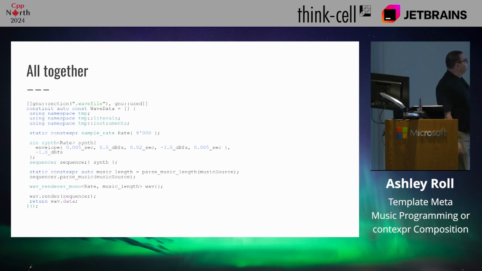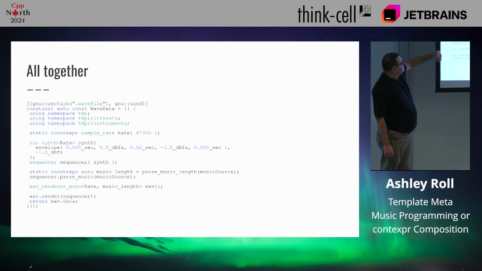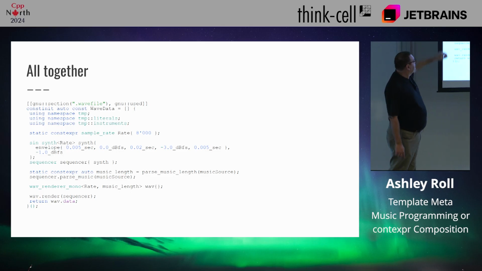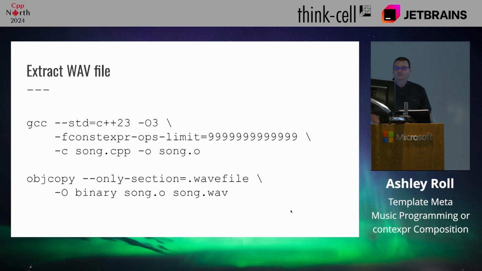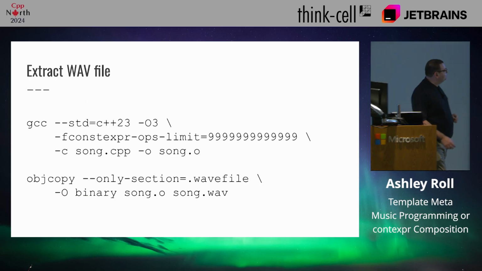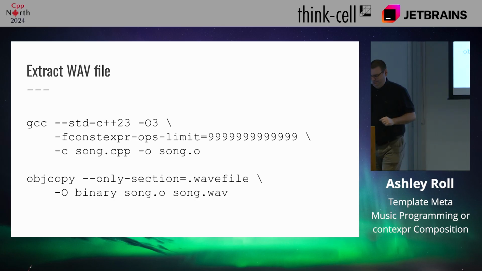Put it all together to render it. We put it into a section called wave file. It's constexpr, so it's guaranteed to be done at compile time. We render our song, and we compile. And then we extract our wave file. Obviously, we need to turn the Constexpr operation limit up to 11, and off we go.